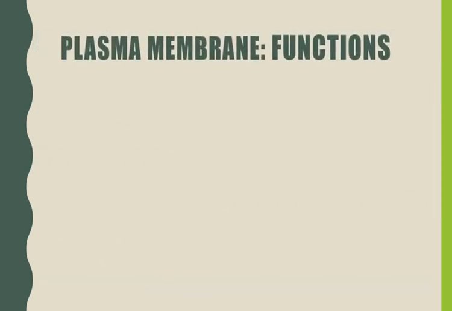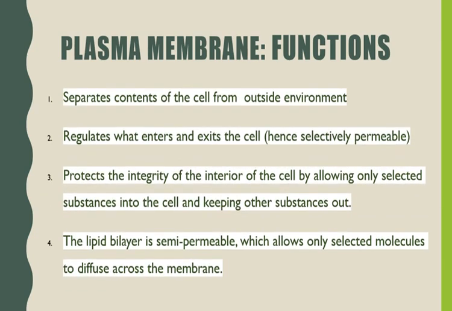Now the main functions of plasma membrane, कुछ तो हमने already structure में cover कर लिए हैं. Plasma membrane separates the contents of cell from outside environment. Boundary बनाता है, इसके बाहर एक्स्ट्रासेल्युलर हो गया और इसके अंदर इंट्रासेल्युलर. मतलब प्लाज्मा मेम्ब्रेन के बाहर का जो हिस्सा है that is extracellular, प्लाज्मा मेम्ब्रेन के अंदर intracellular. It regulates what enters and exits the cell, hence we call it selectively permeable.